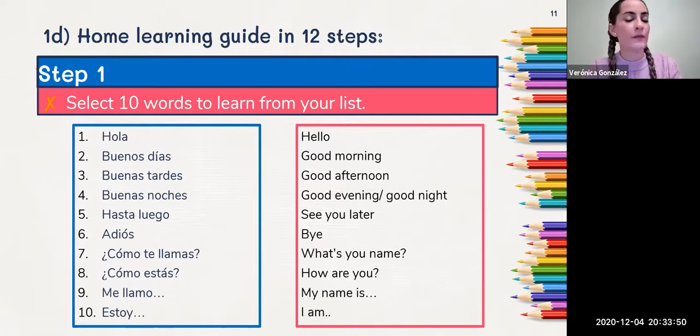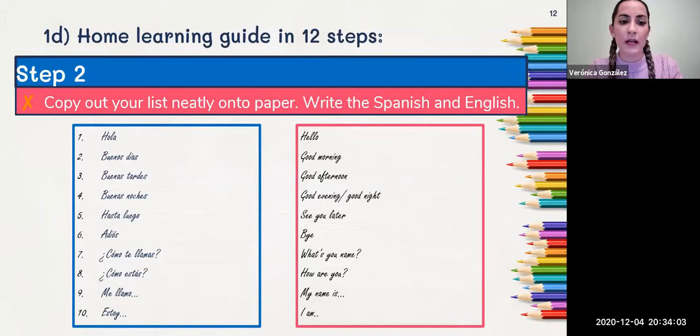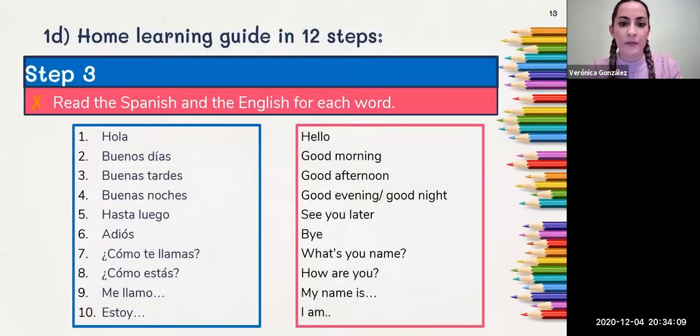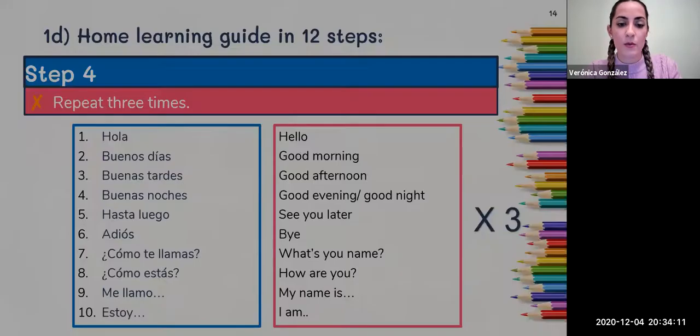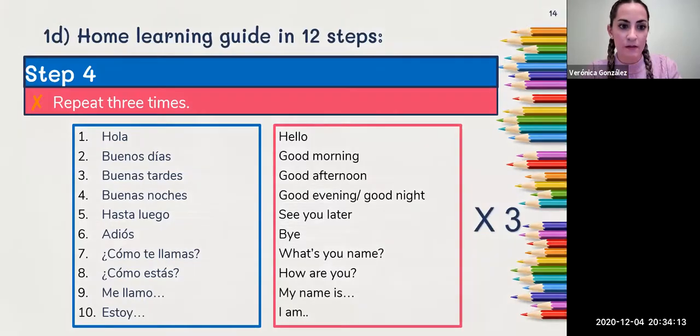So I would ask them to learn about 10 words, 15 words, depending on their year group, from a list of words, as Helen suggested. So they've got their initial list. Then they will copy out the list neatly onto paper. They will write the Spanish and the English for each word. They will repeat that 3 times.